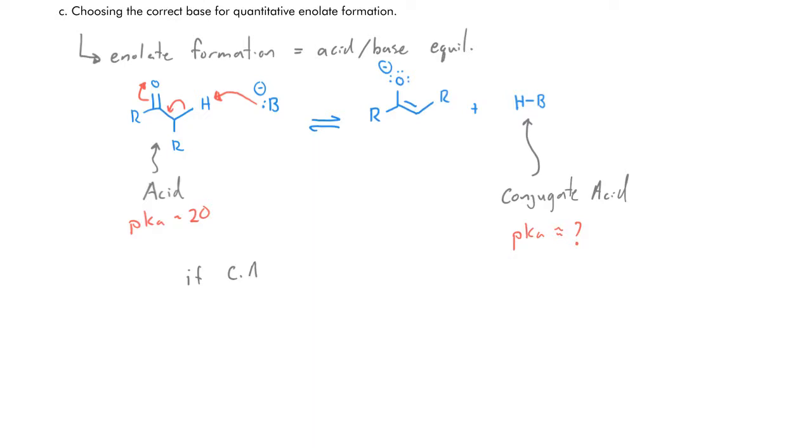Now, here are some different scenarios of what conjugate acid pKa you need to get a different result. For example, if our conjugate acid pKa is less than 20, what side does the reaction favor? Well, remember that in an acid-base equilibrium, you will always favor the side with the weaker acid. And remember, larger pKa values are weaker acids. Smaller pKa values are stronger acids. So if the conjugate acid pKa is less than 20, that side would be the stronger acid. So the reaction would favor the left.